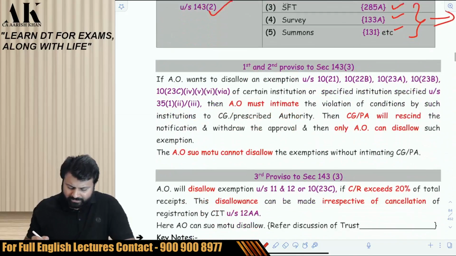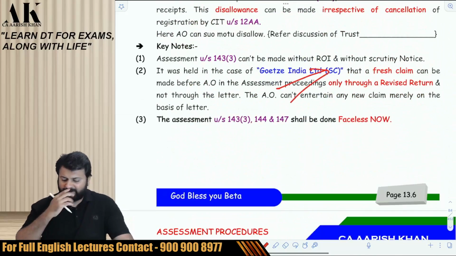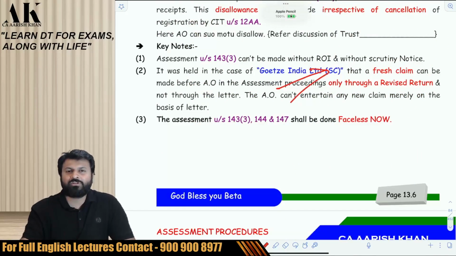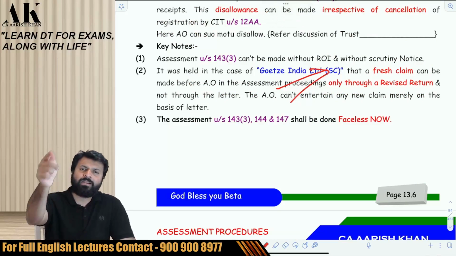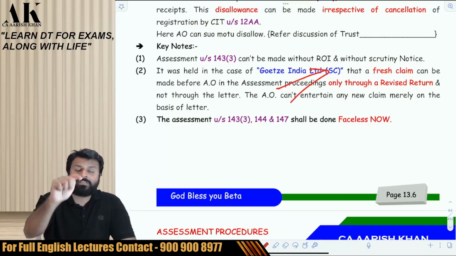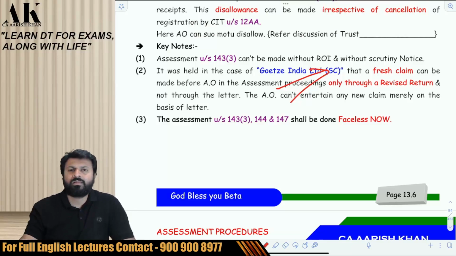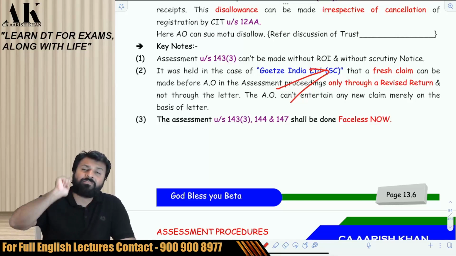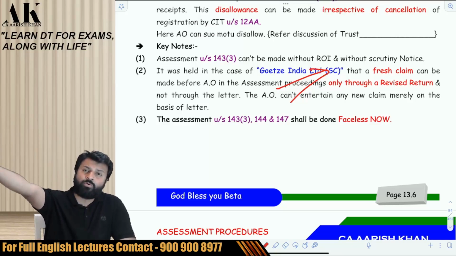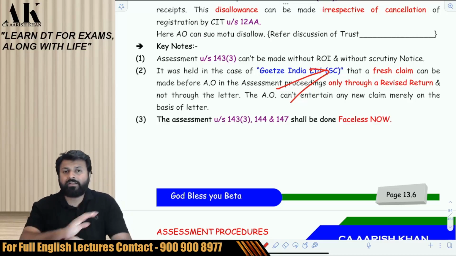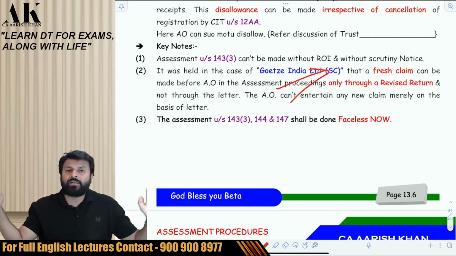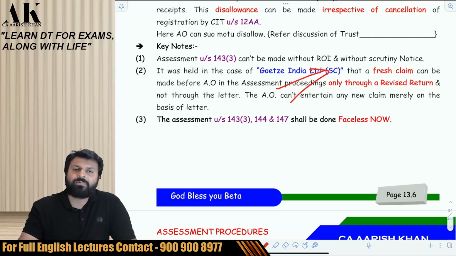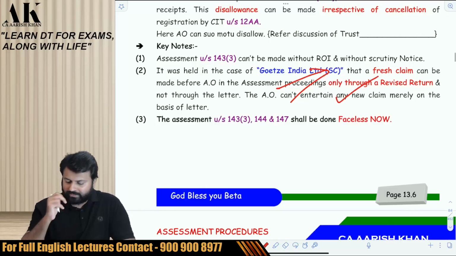The Supreme Court has held in the case of what? Go Ahead India Limited. Listen carefully. If the assessee wants to claim a fresh claim, then he cannot give a plain letter to the officer. He has to file a revised return and make a claim. You cannot make a fresh claim to the AO and request him to give you a deduction based on your letter. It holds no validity under the income tax law. For that purpose, you have to file a revised return, as it was held by the Supreme Court in the case of Go Ahead India Limited.